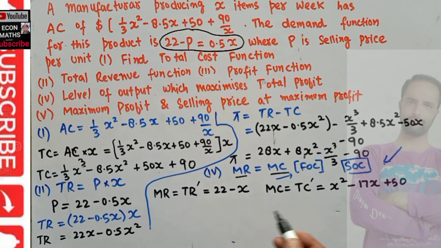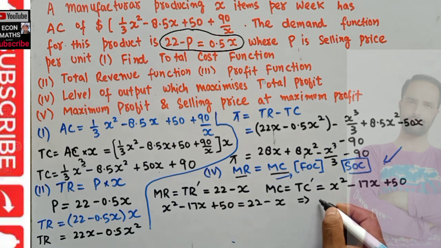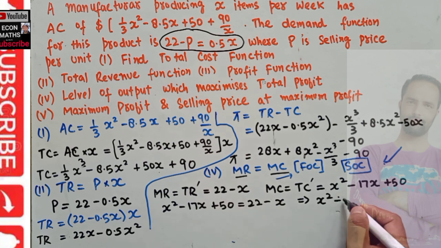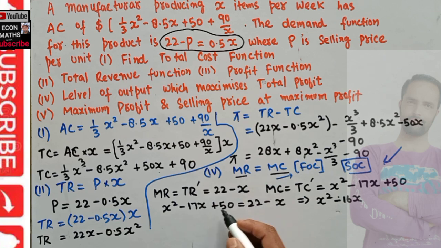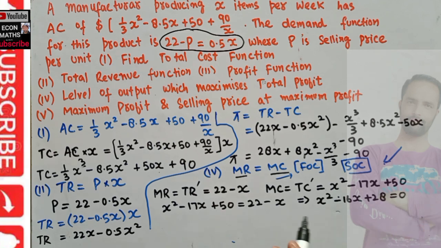Okay, then we equate these two. So we have x square minus 17x plus 50 is equal to 22 minus x. Okay, solving it further, which implies our x square, transposing this here, it will become plus x. So minus 17x plus x comes out to be minus 16x. Then we have 22, transposing here, it will be subtracted from 50, so it will become plus 28, should be equal to 0. So we have a quadratic equation here.